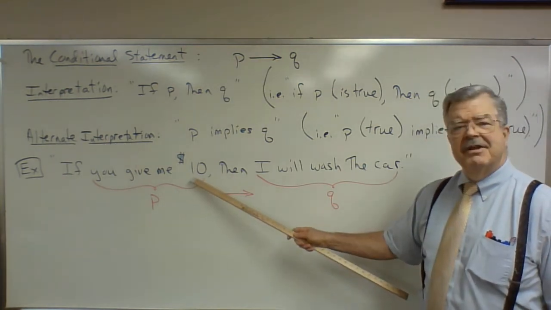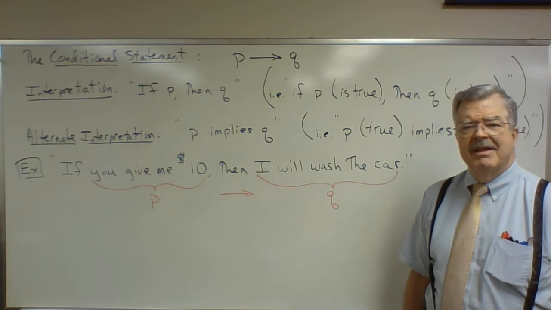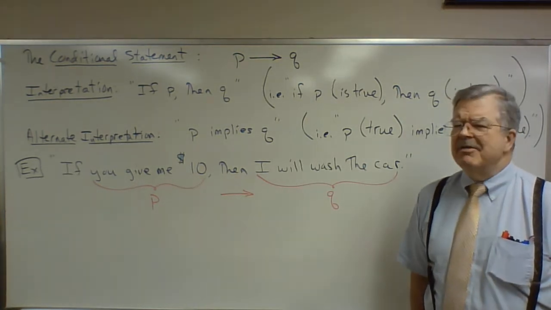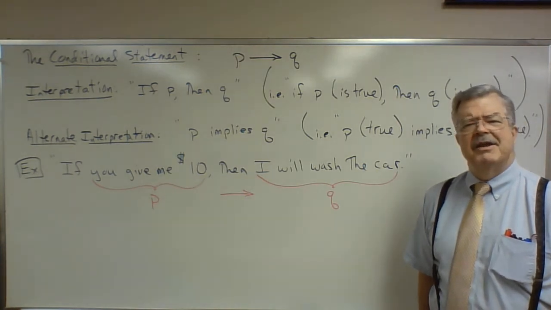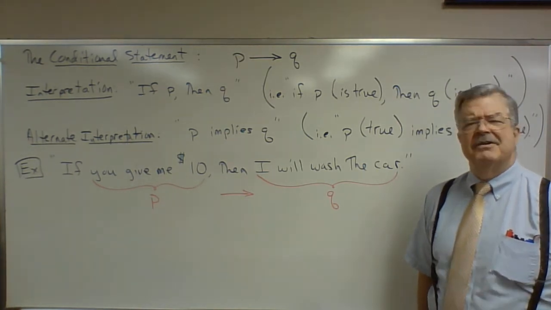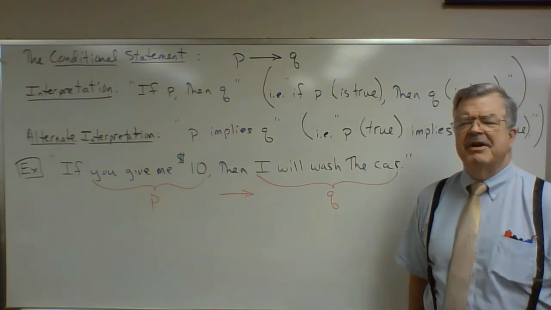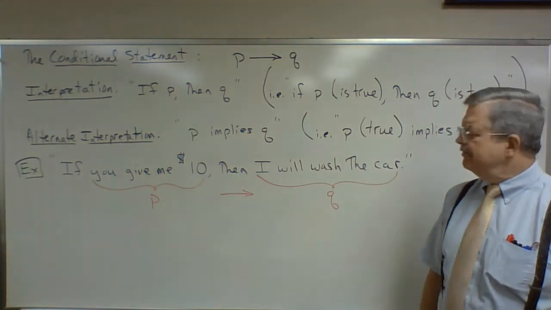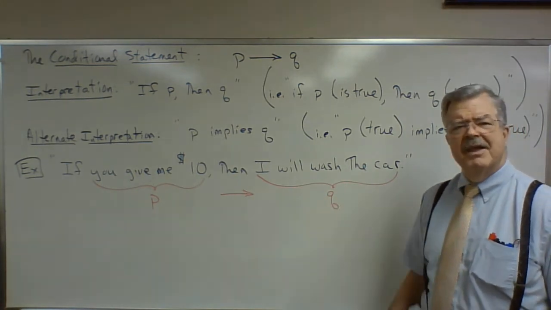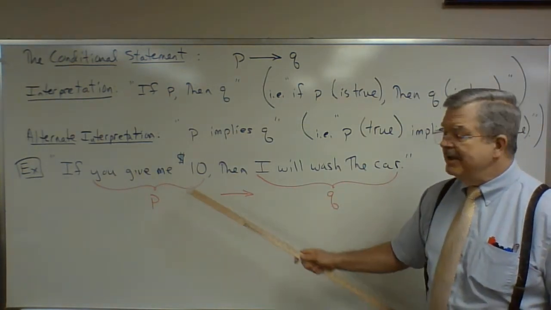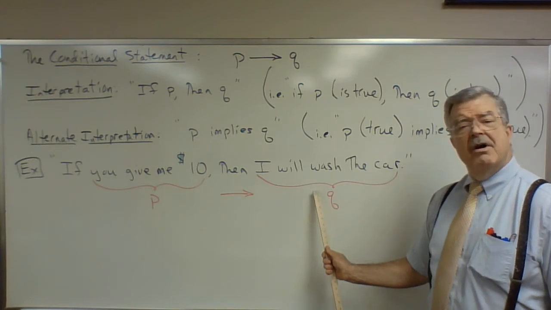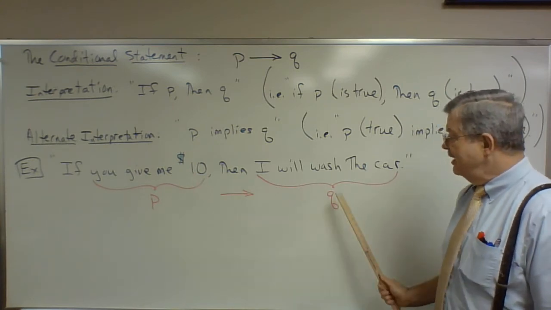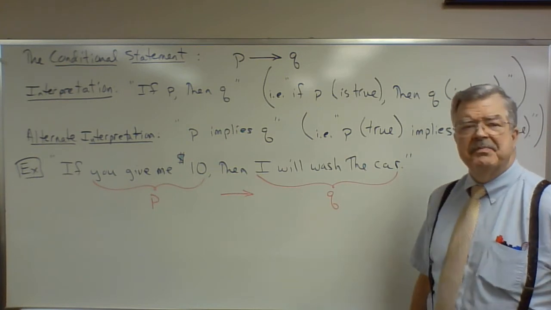My father doesn't give me $10, but I'm remorseful and I say, you know what? My mother and father feed me, they clothe me, they give me a place to live. If there's something that I really need, they make sure I have it. I don't need to get $10 to wash his car. I'll wash it for nothing. So my father doesn't give me $10, but I wash the car anyway. So P is false and Q is true.